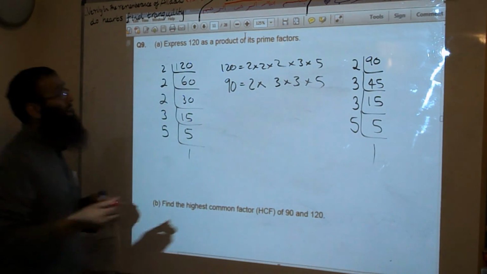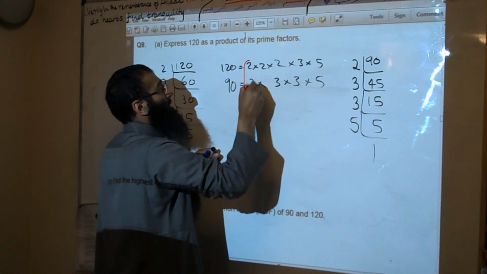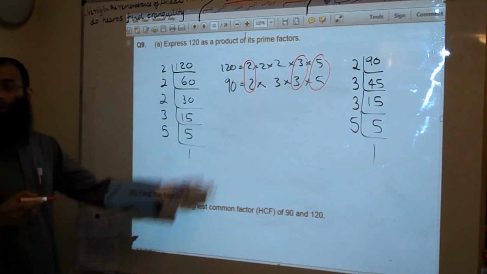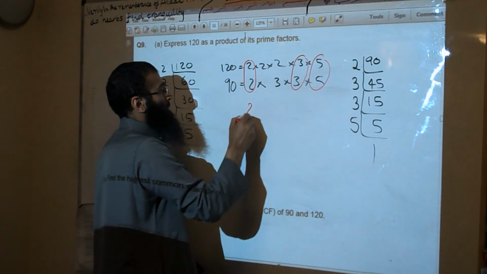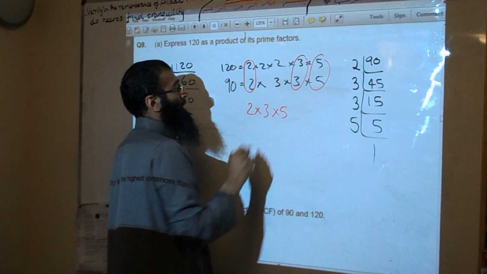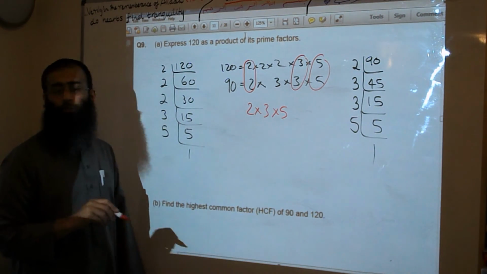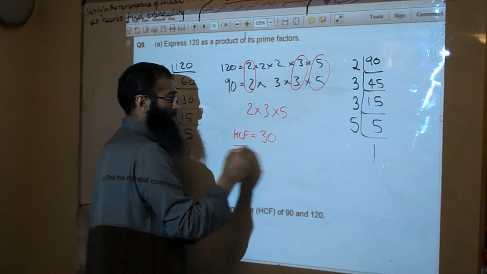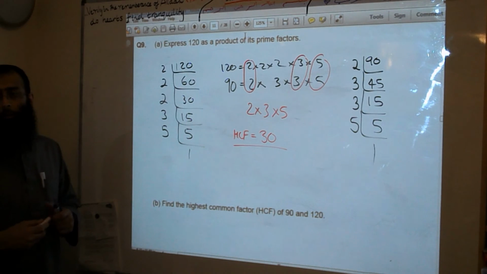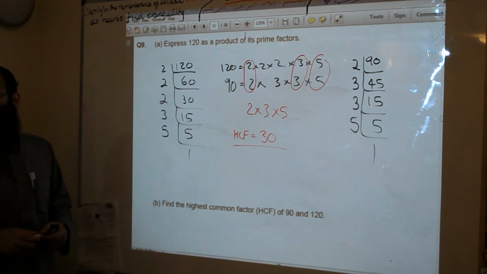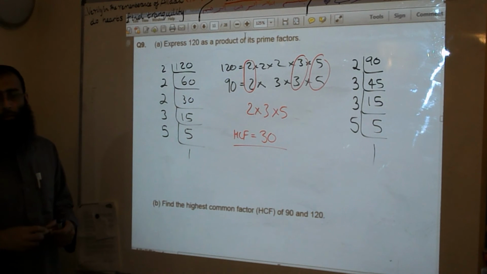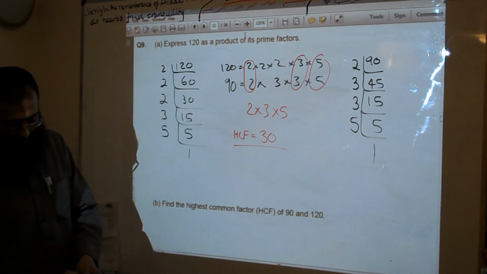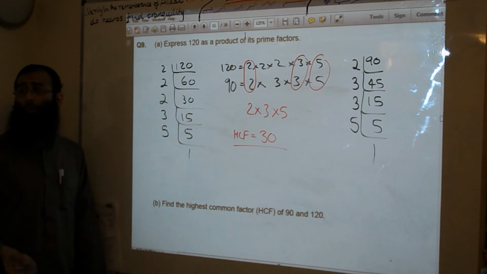Now we're looking for the highest common factor. So we know 2 is a common factor, we know 3 is a factor, and we know 5 is a factor. So we've got 2 times 3 times 5, which will give us an answer of 30. Okay? 30 is the answer. Did you get that? Okay, everybody happy with that question?